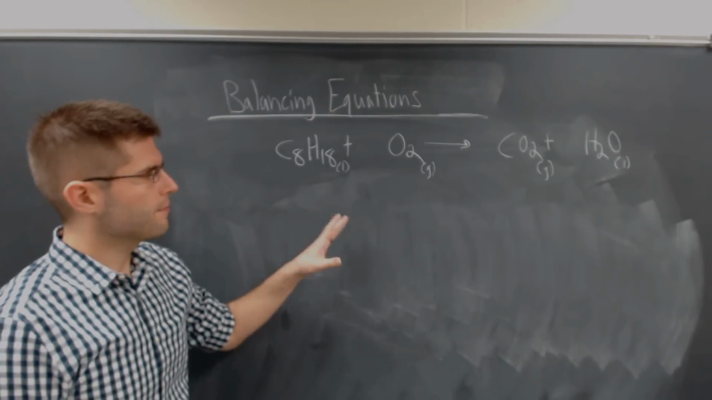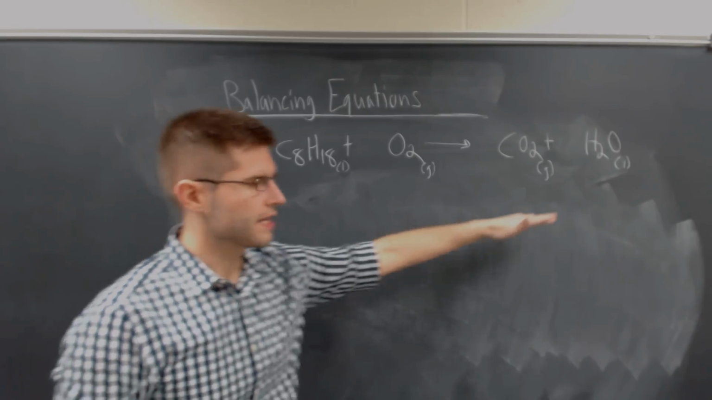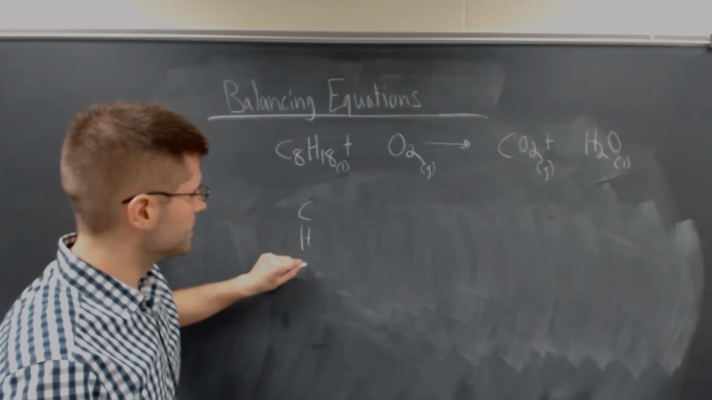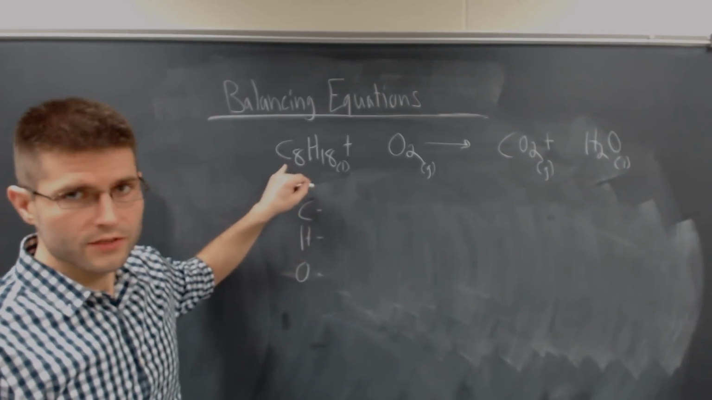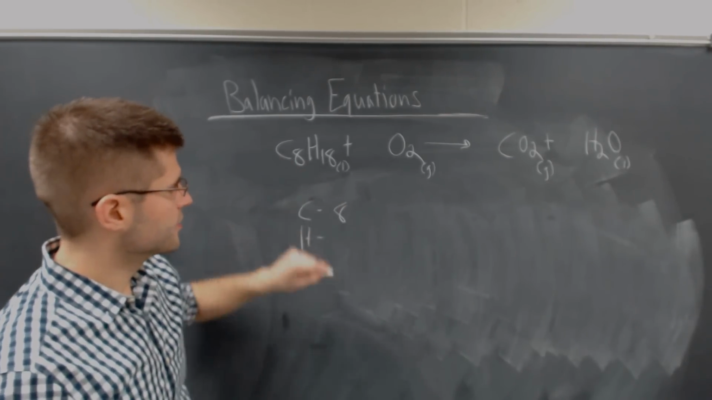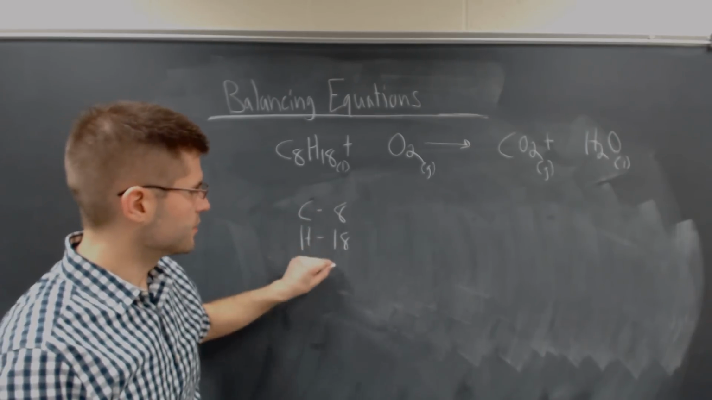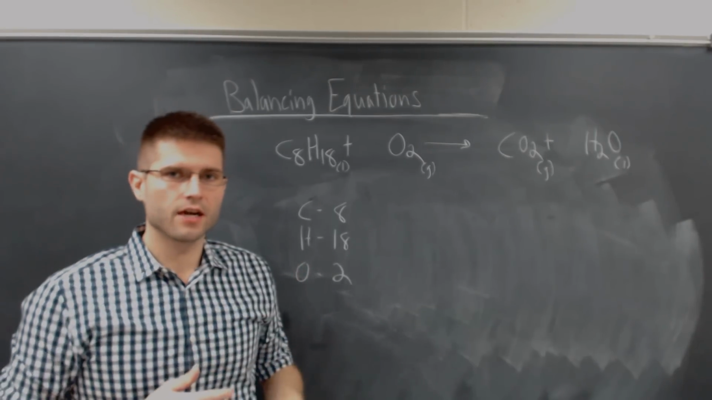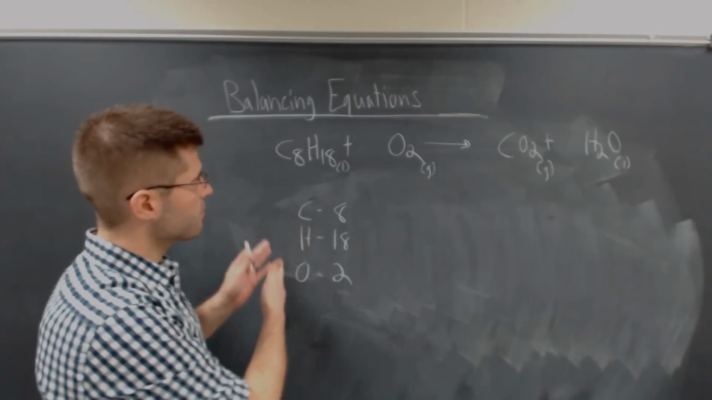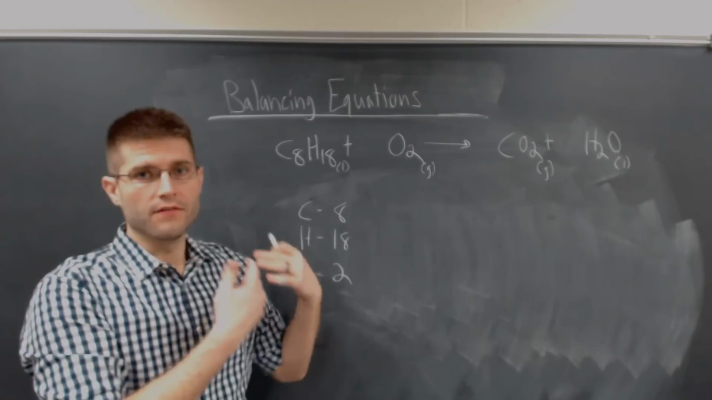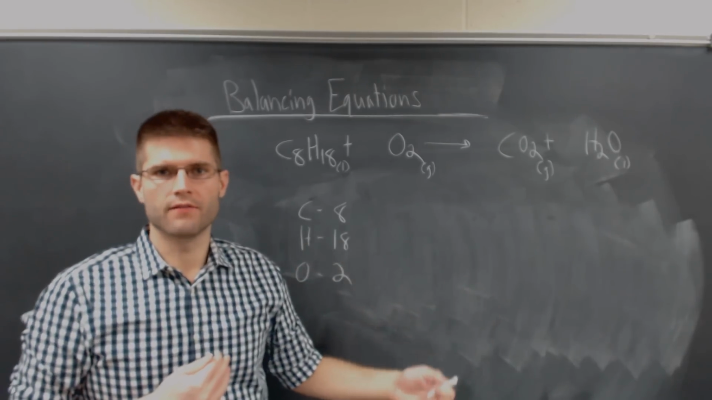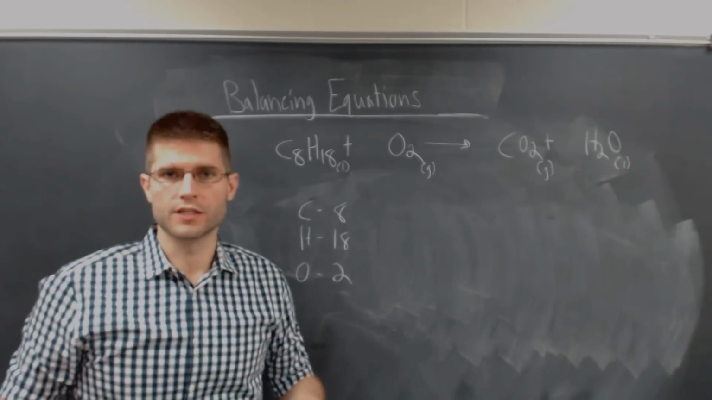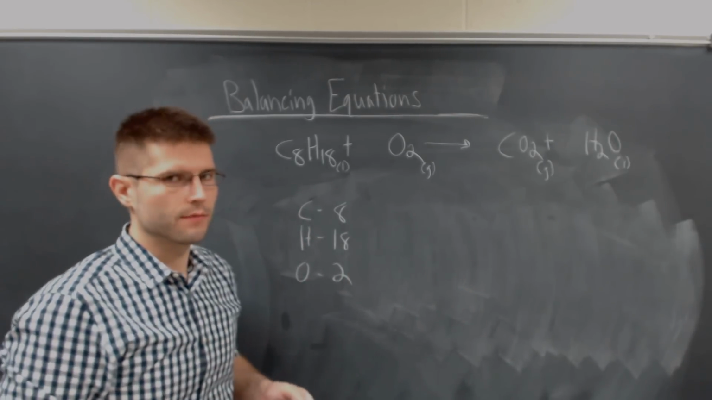So here, let's set up a counting system for the reactants and the products, and let's count the number of each of the elements that are present. So carbons, we know we have 8. Hydrogens, we have 18. And oxygens, we have 2. Now, in order for the law of mass conservation to hold, the number of atoms on the left of each element has to equal the number of atoms on the right. So if these numbers match the numbers on the right, we're done. If they're not, we're going to have to do something special.